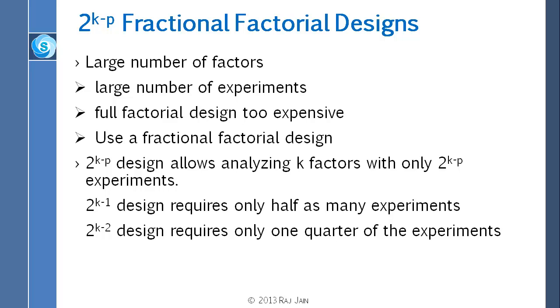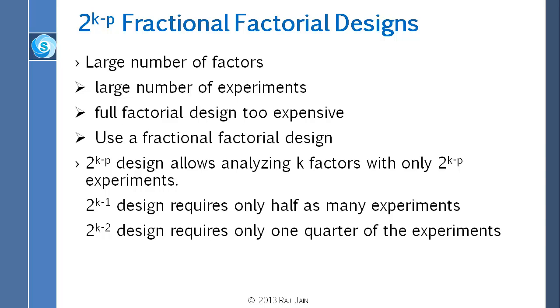So when you do 2 raised to k minus p, when you have a large number of factors, k is large. And so that will mean that you will do a large number of experiments if you do full factorial. And so you decide to do fractional factorial. Now it allows you to analyze k factors with only 2 raised to k minus p experiments. So for example, if you do a 2 raised to k minus 1 design, you can do only half as many experiments, 2 raised to k minus 2, only 1/4, and so on.